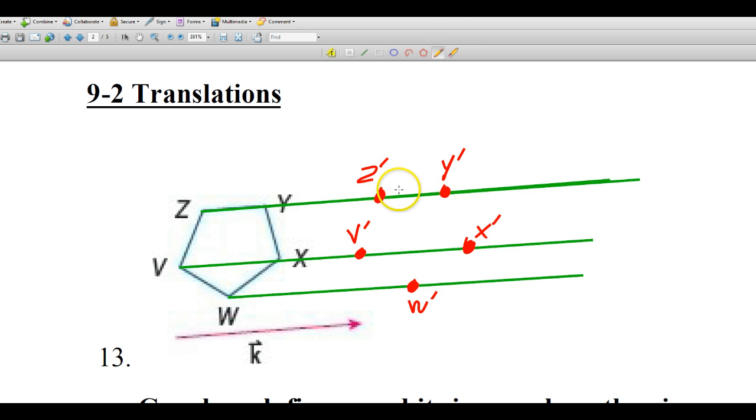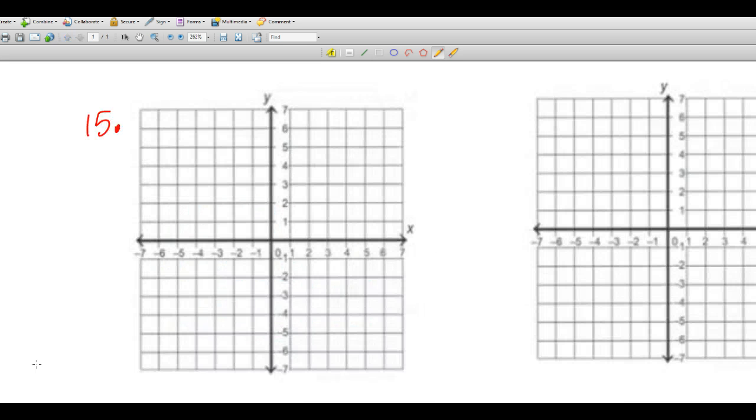And then connect your vertices. For number 15, graph each figure and its image along the given vector. Number 15, triangle MNP along the vector -2, 5. Which means that we're just going to translate our image to the left 2 and up 5.